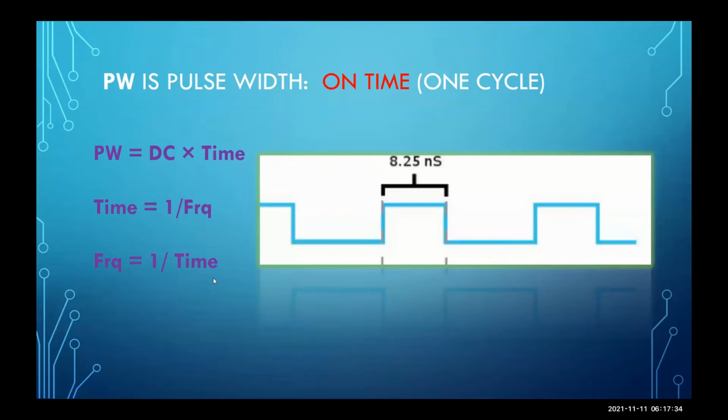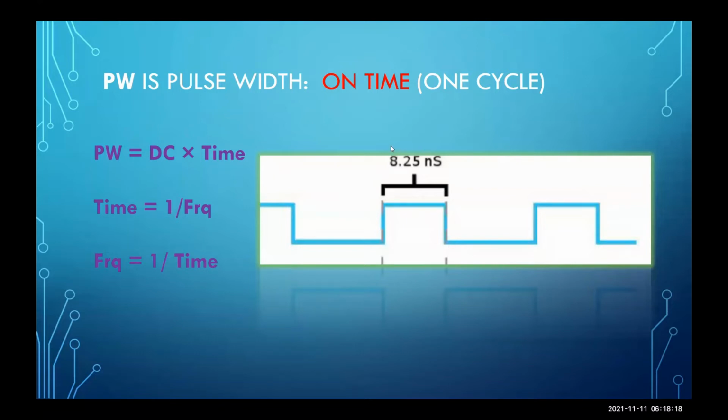As you can see here, on the previous slide we looked at a period as the combination of an on time and an off time. So if you look here, the period is beginning. This is where the on time starts. One period is from this point to this point, right? In that whole one cycle, we have 8.25 nanoseconds as the on time, right? So that's the pulse width. PW is pulse width, which is directly proportional to the on time, or pulse width is actually showing the on time in one cycle.